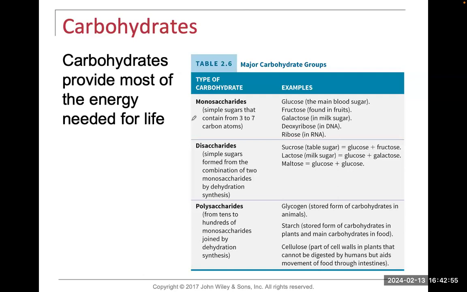Now, when we look at the types of carbohydrates, we have monosaccharides, disaccharides, and we have polysaccharides. So the monosaccharides are simple sugars, and they contain somewhere between 3 to 7 carbon atoms. The disaccharides, these too are simple sugars, and they're formed from combining 2 monosaccharides.